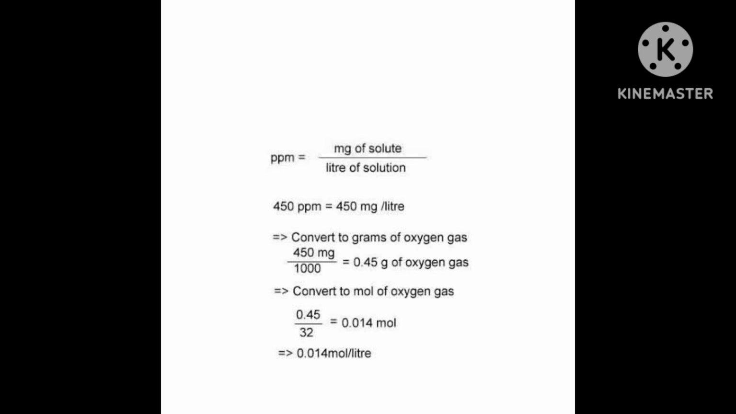Molality, denoted by a small m, is defined as the number of moles of the solute per kilogram of the solvent, and is expressed as molality equal to moles of solute divided by mass of solvent in kg. Mass of solvent, not solution.